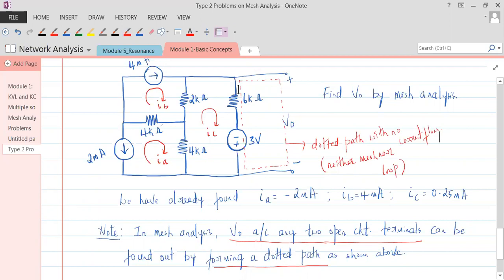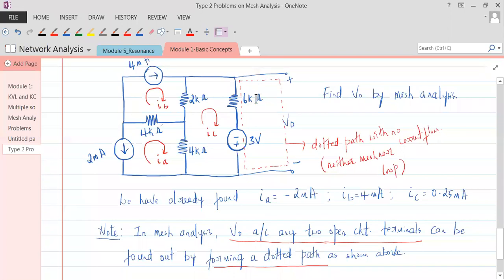But through 6 ohms and this voltage there is current flowing, because this current, where is this current flowing? See, this current is flowing like this. Okay, so the IC which is flowing through 4K and 2K would also flow through 6K and minus this 3 volts, but it would not go into this terminal. Is that okay with you, everybody?